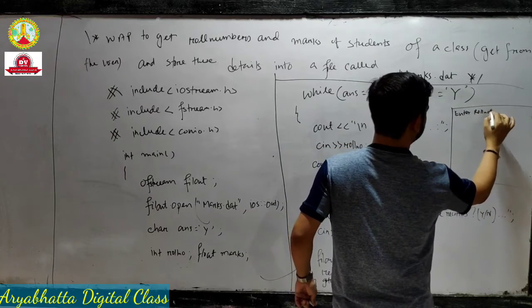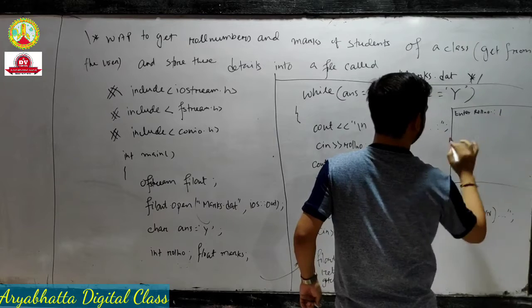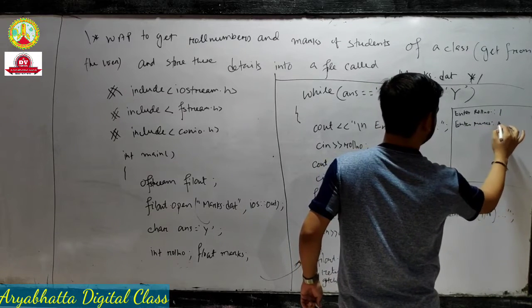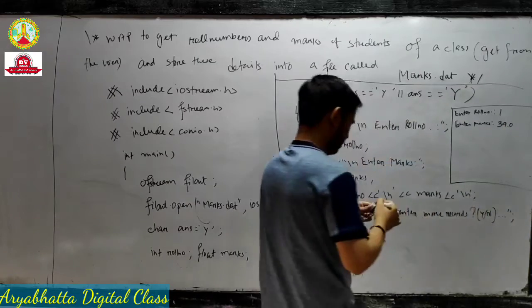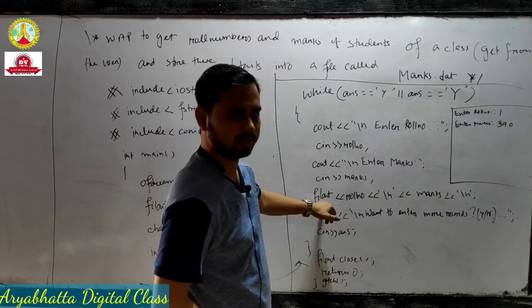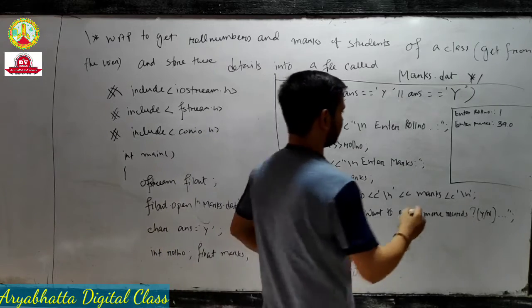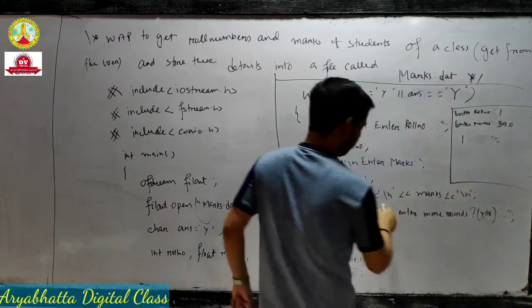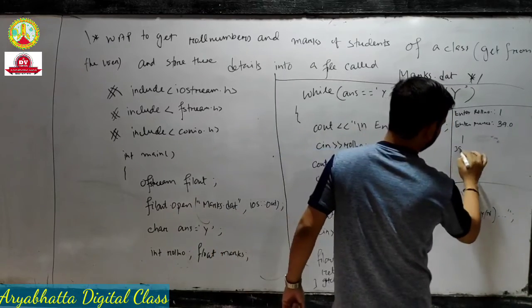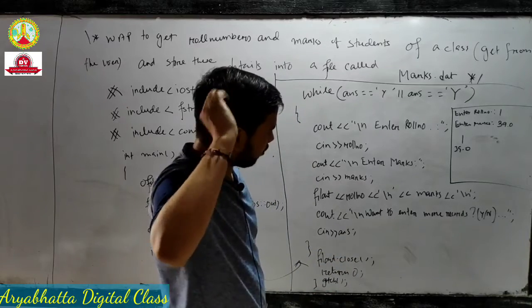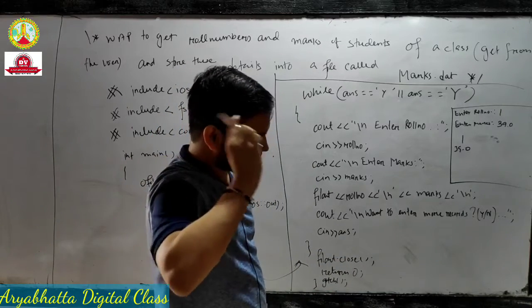Enter roll number, right? Suppose you put 1. Enter marks. Suppose you put 39.0. After that, these two will go into the file, right? Roll number and marks will come like 1 39.0, because here you use a backslash and that's why it comes on a new line, 1 39.0, right? After that, your program output will come like that.